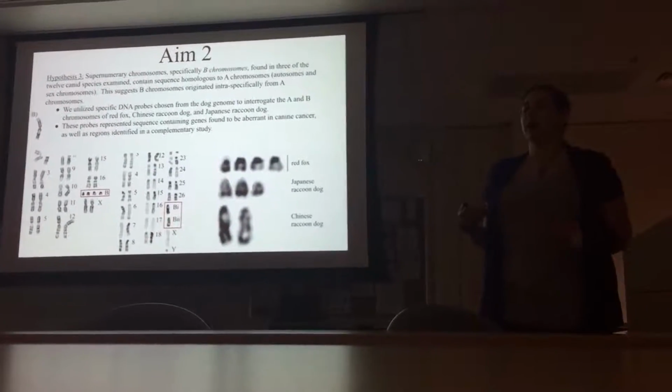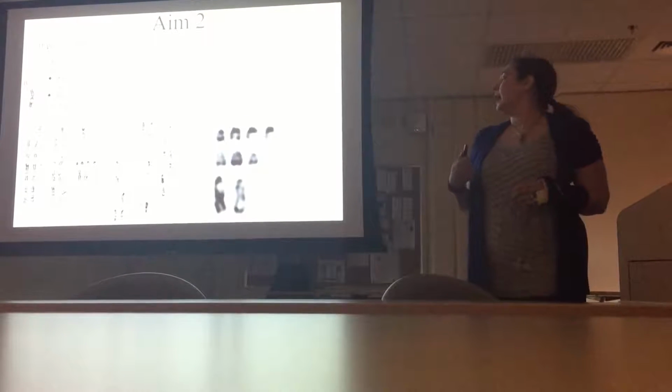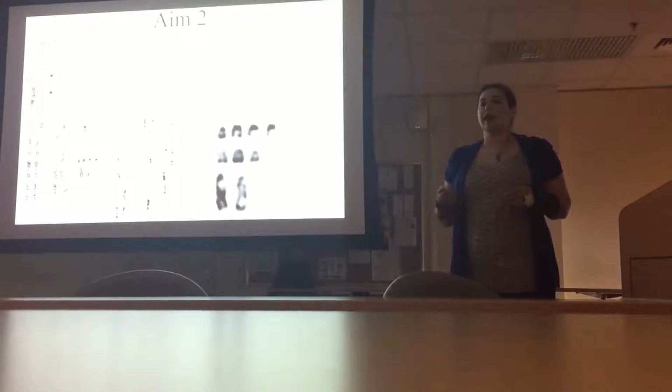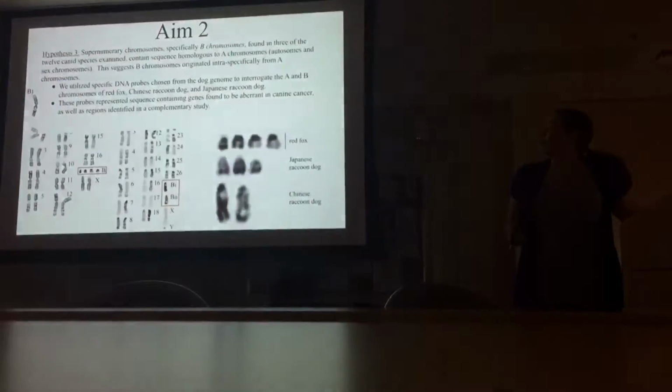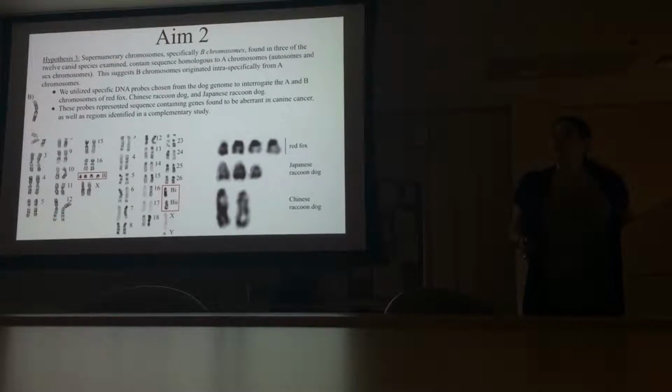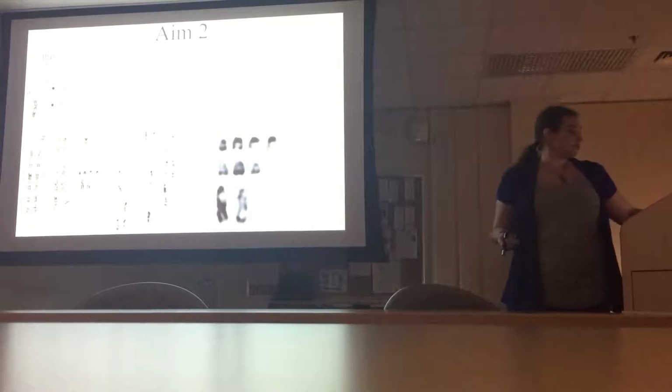So we wind up having extra copies of specific genes on the B chromosomes. And a lot of these genes are aberrant in canine cancer. Also, some of these probes were identified in a complementary study identifying a sequence that is found on the red fox chromosomes.